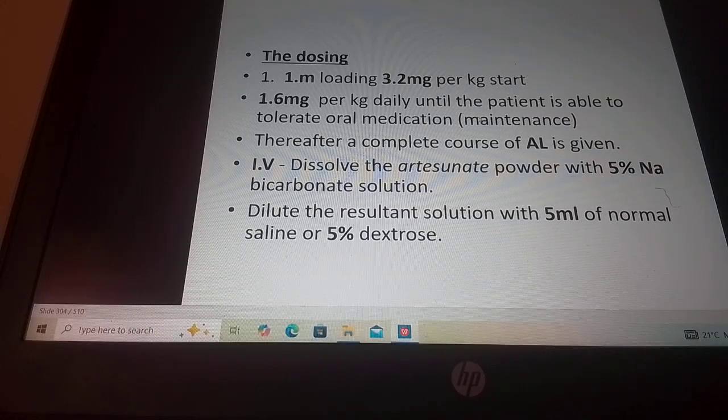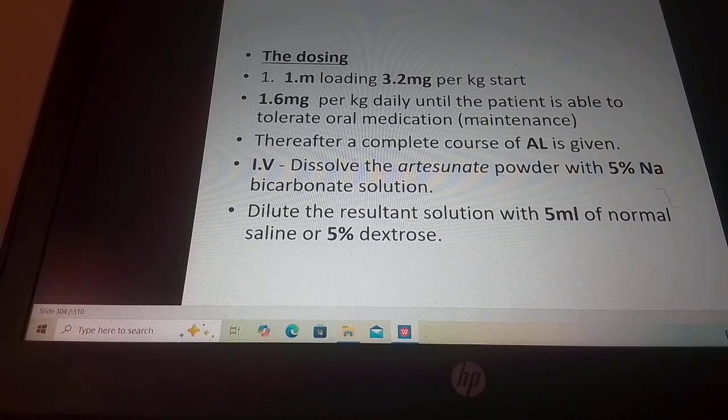Now the dosing: if you are doing the IM, then you are doing 3.2 mg per kg to start, as the loading dose. Then the maintenance dose you are doing 1.6 mg per kg until the patient is able to tolerate oral medication. Once you start to give oral medication, then you give artemether-lumefantrine for a complete course. That is it.